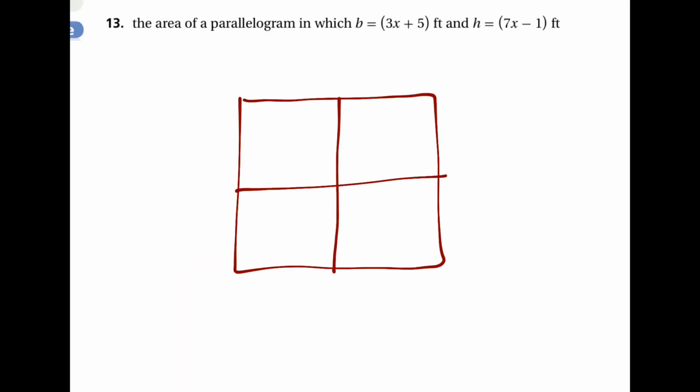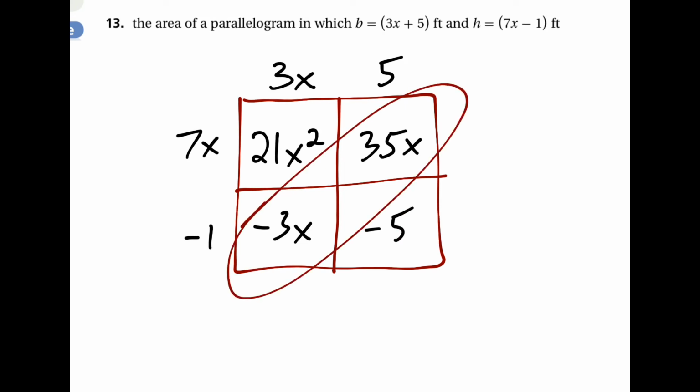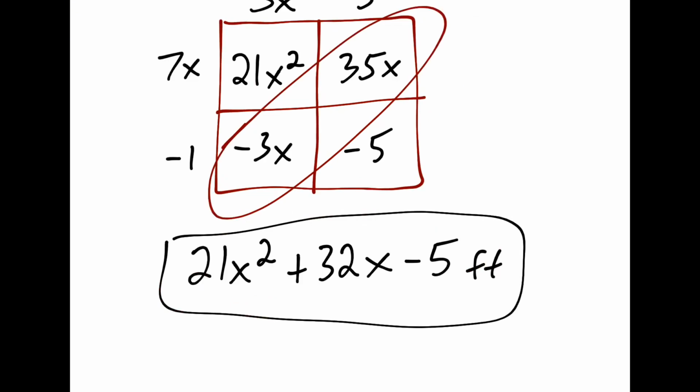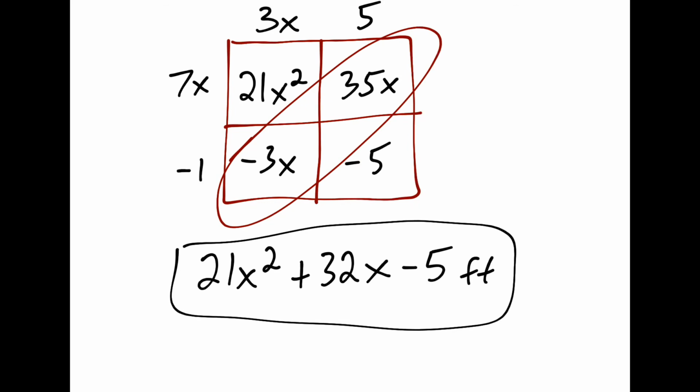So for 13, the area of a parallelogram is base times height. So I'm going to put the base, 3x plus 5, here, and the height, 7x minus 1 here, and I can multiply row by column. 21x squared, 35x, negative 3x, and negative 5. And notice when I combine like terms, these are my x terms. So my final answer for the area is going to be 21x squared plus 32x minus 5 feet.